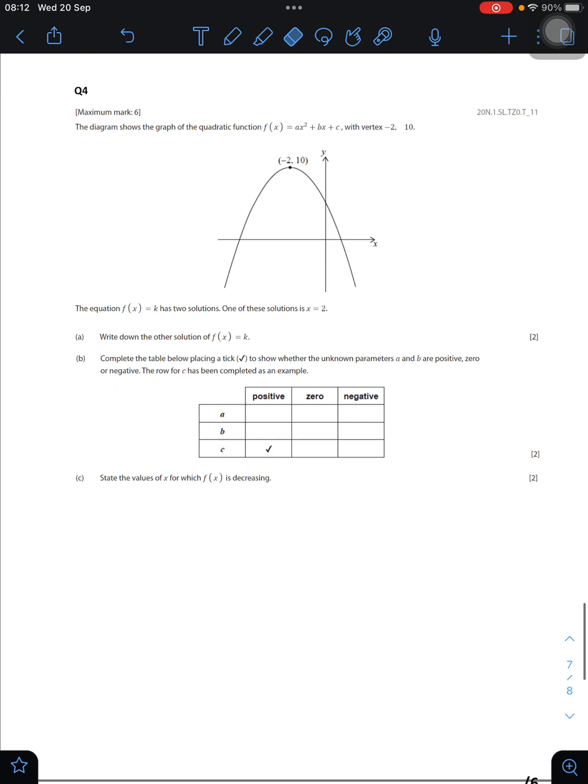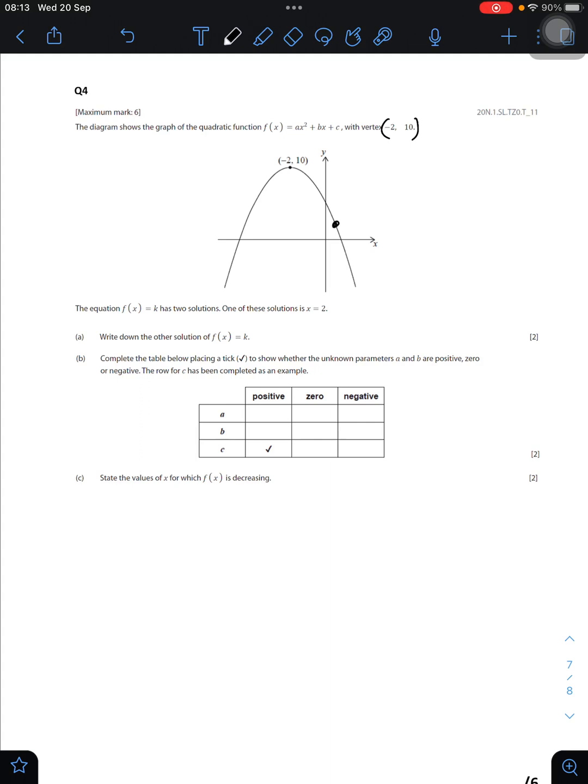Question 4. Maximum mark 6. The diagram shows the function f of x equals ax squared plus bx plus c with the vertex minus 2 and 10. That's the problem with question bank, it doesn't come up with those. Key. 2 solutions for f of x equals k. One of these solutions is x equals 2. Okay, let's find the other one. Using the lines of symmetry would be easiest here. And that's what they expect you to do.